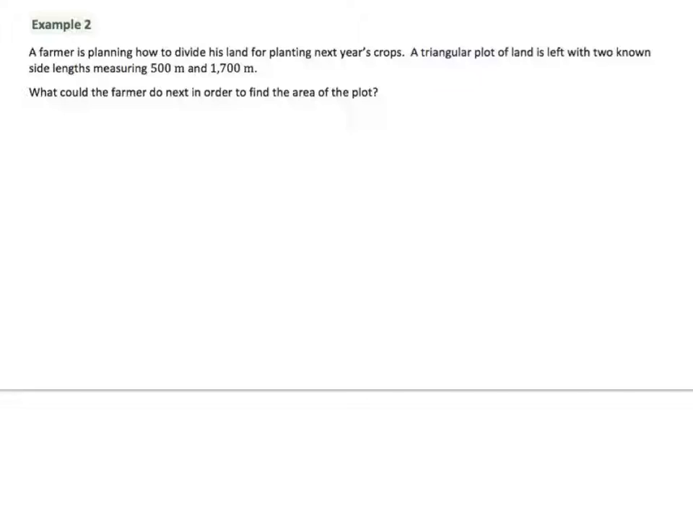Example 2. A farmer is planning how to divide his land for planting next year's crops. A triangular plot of land is left with two known side lengths measuring 500 meters and 1700 meters. What could the farmer do next in order to find the area of the plot?